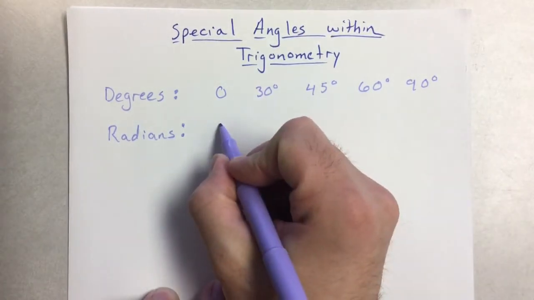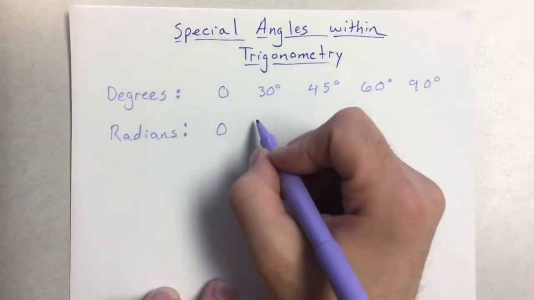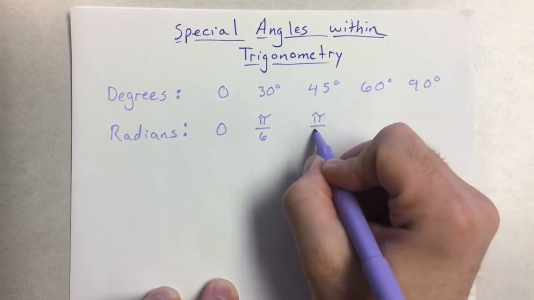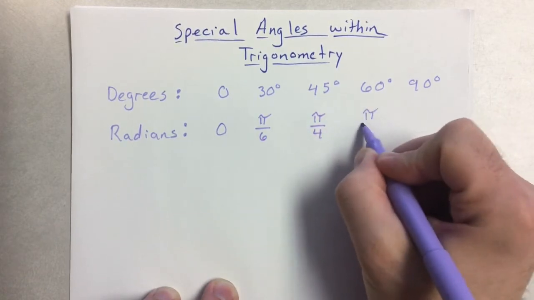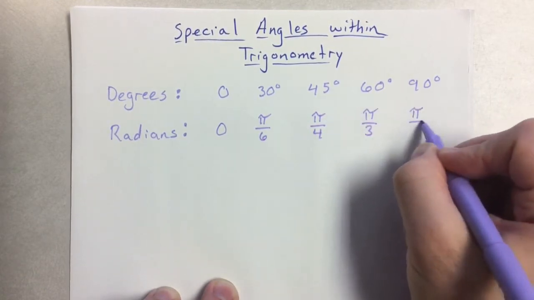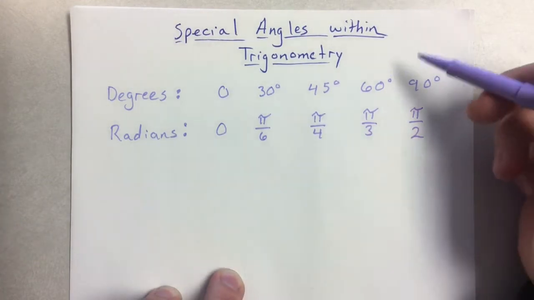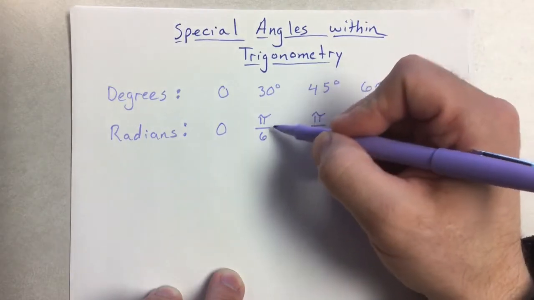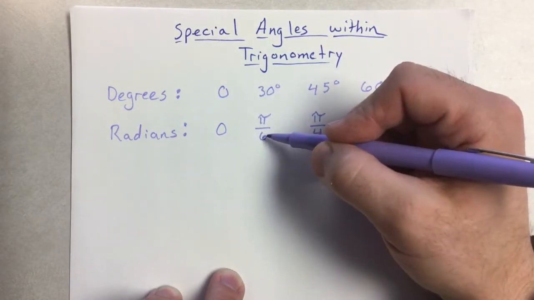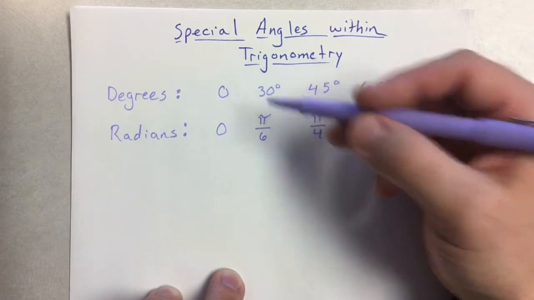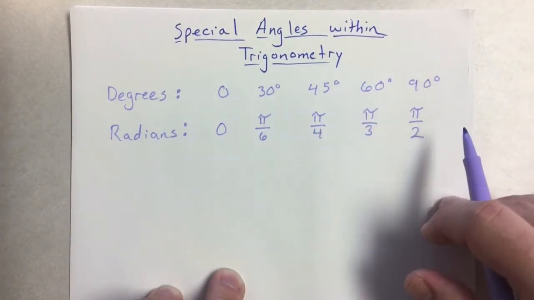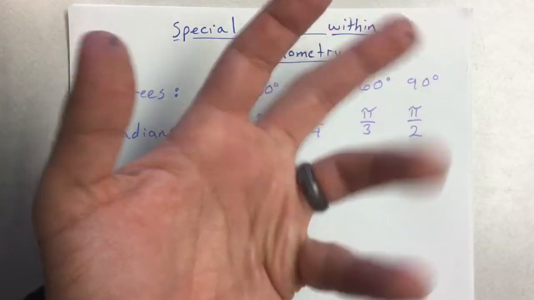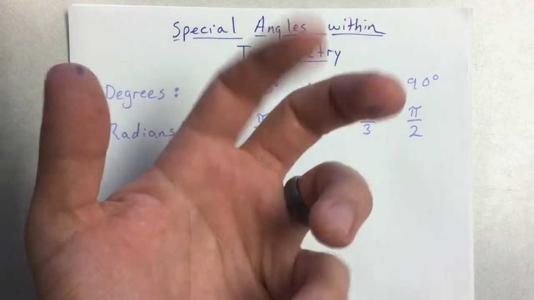But in radians, we would have 0 radians, pi over 6 radians, pi over 4 radians, pi over 3, and then 90 degrees is pi over 2. So we not only need to know the angle measures that we consider special, but we need to know how to go back and forth. If we have a pi over 6 angle measure, we need to know what that is in degrees and vice versa. I shared with you how we can use our hand, from 0 to 90, closing our fingers and doing certain things.